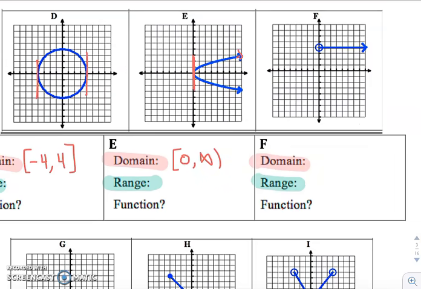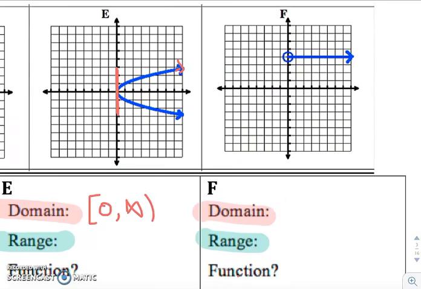Domain for letter F: farthest left is 0. It's going off the graph, so farthest right will be positive infinity. That infinity, that arrow, will get a parenthesis. And how about 0? They drew an open circle there, so that 0 is going to get a parenthesis. We're not including 0 in the domain, just everything up to that value of 0.